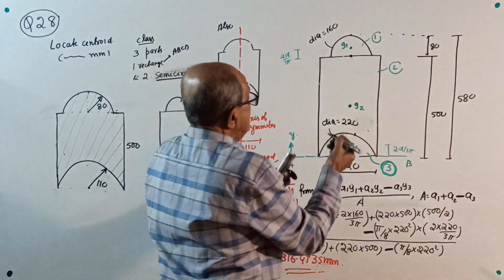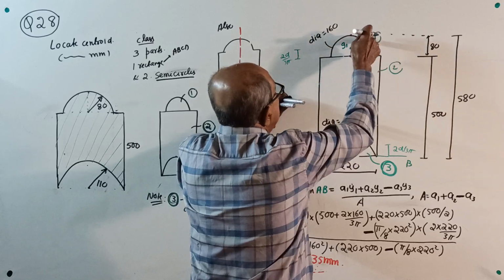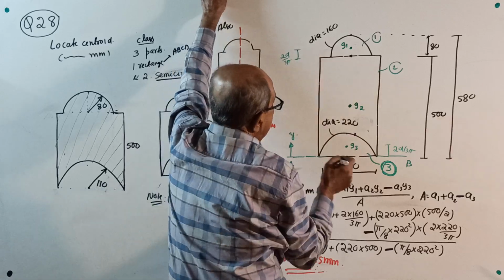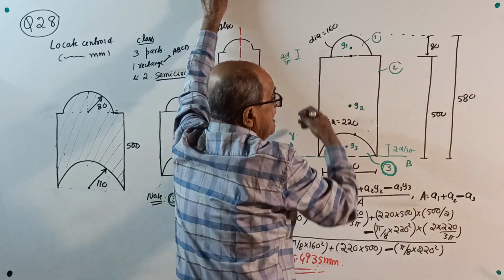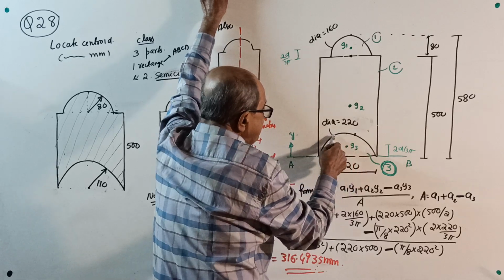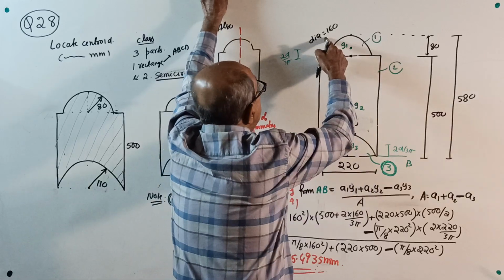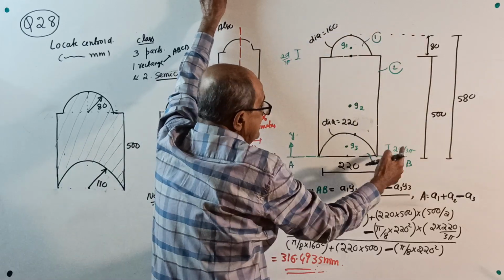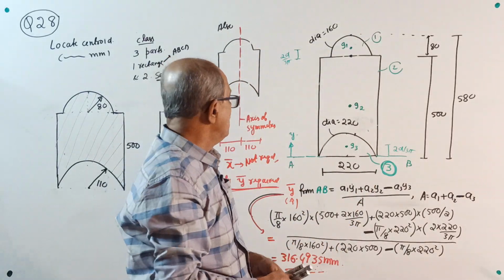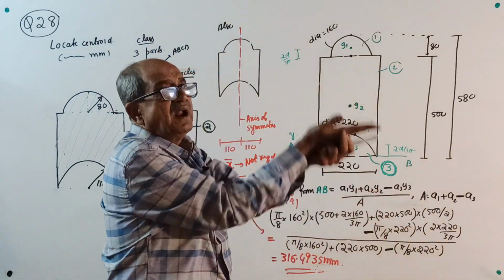Now, G1 is the centroid of this semicircle, which is 2d by 3 pi. G2 is for the rectangle, everybody knows. G3 is the centroid of this semicircle, which is 2d by 3 pi. Here 2d is 2 times 160 by 3 pi, and here it is 2 times 220 by 3 pi. I wrote 2d by 3 pi, that's all. Now, you need only y bar.